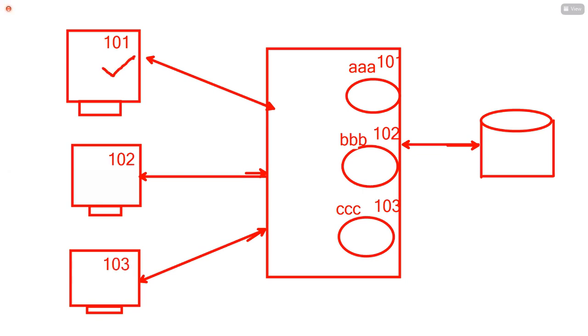Now this person started shopping. One item added. With that item 101 comes. 101 matched, so it is added. The next person started shopping. He selected 3 items. 3 items come with 102 and it is stored. This person also started shopping. He selected 5 items, and 5 items are stored.